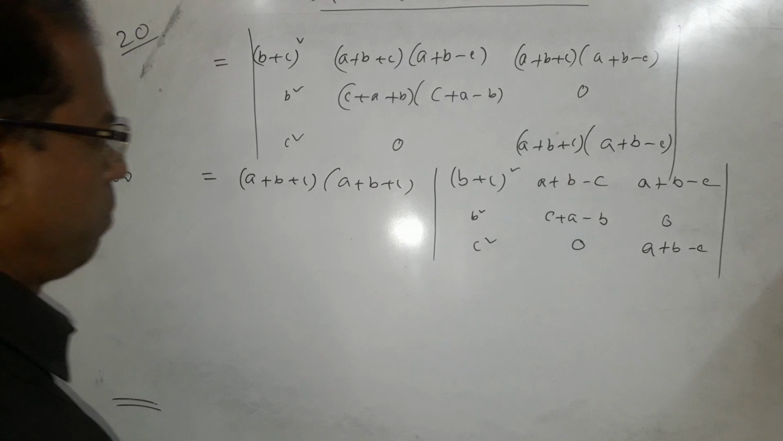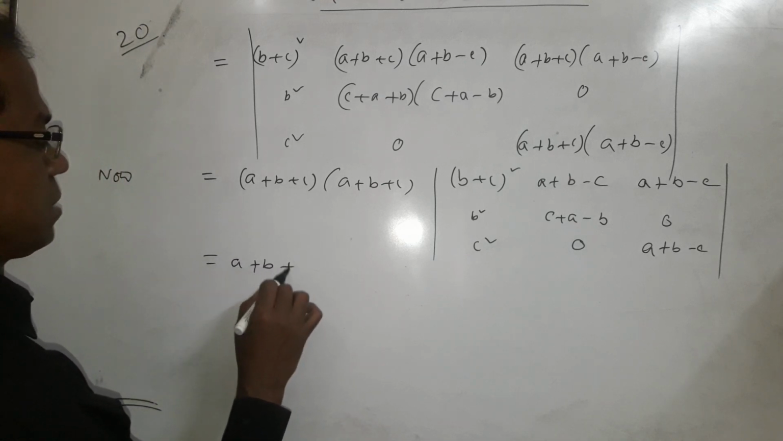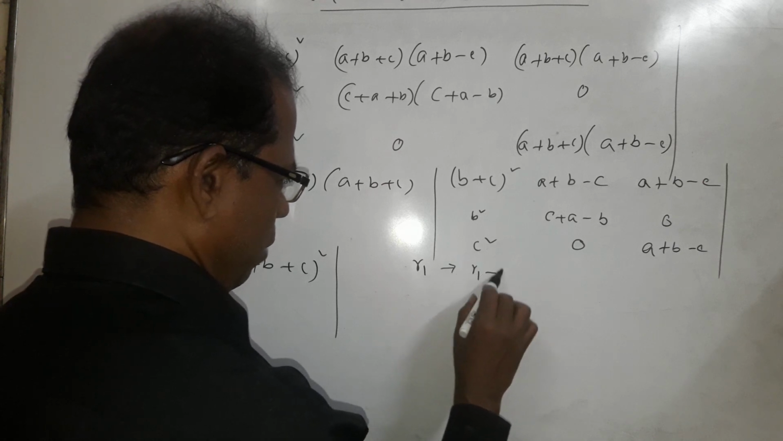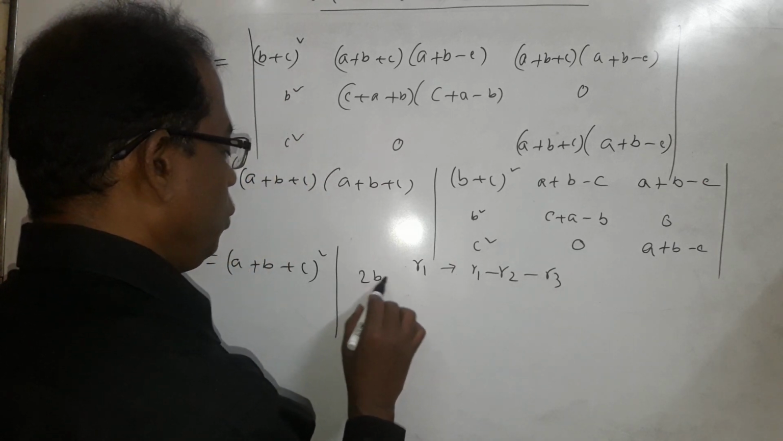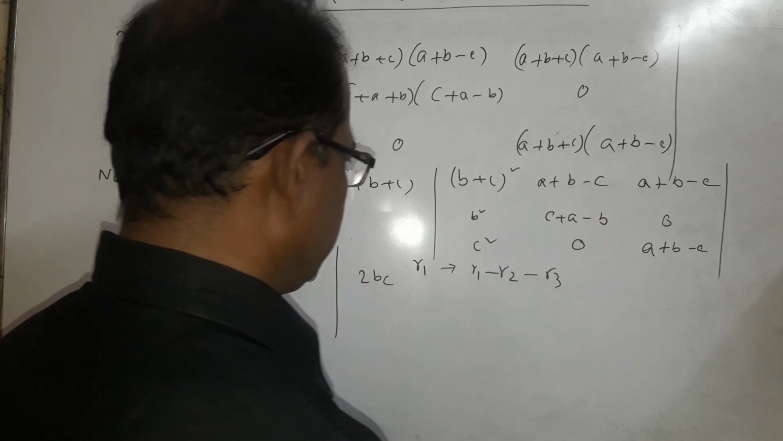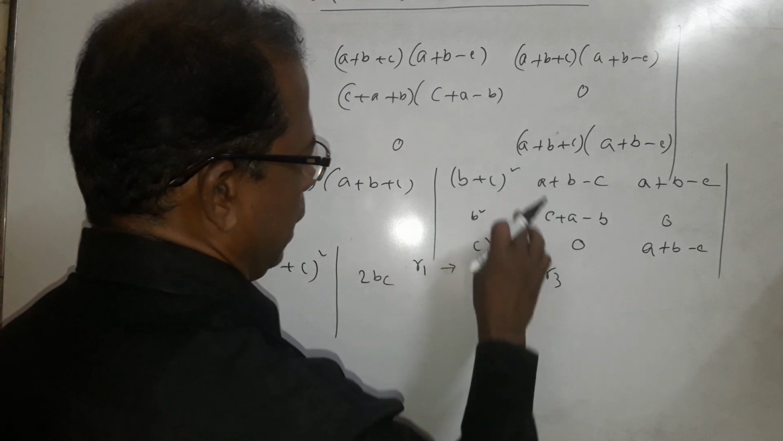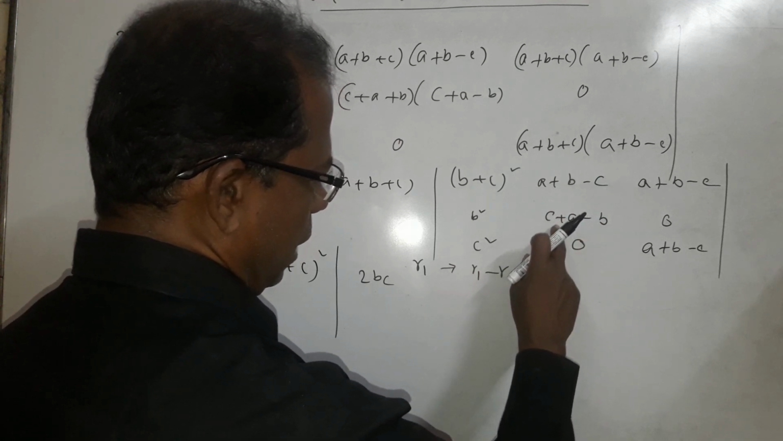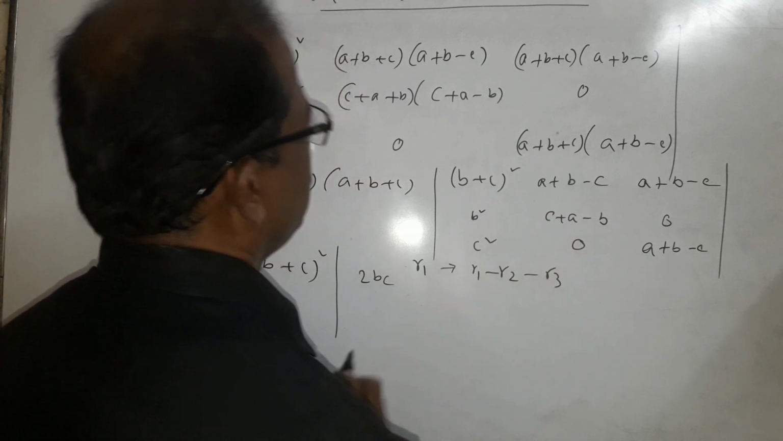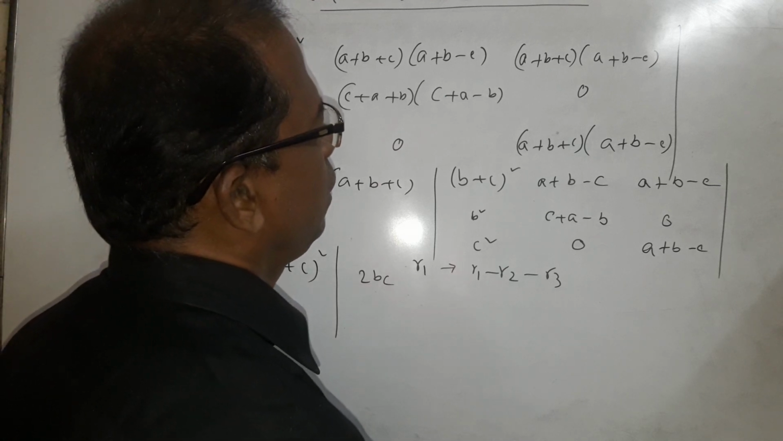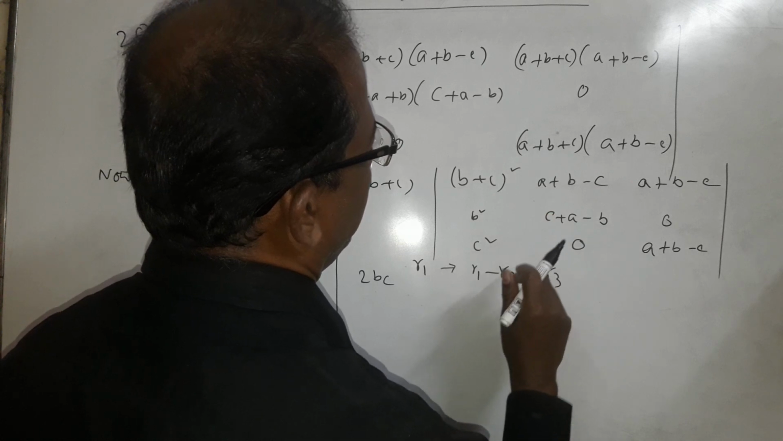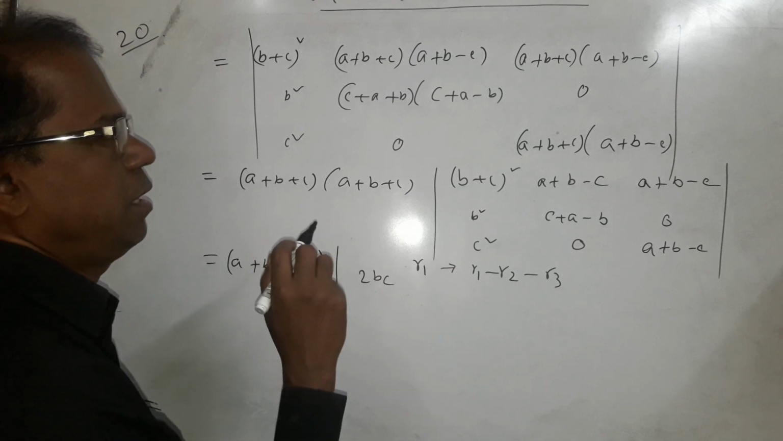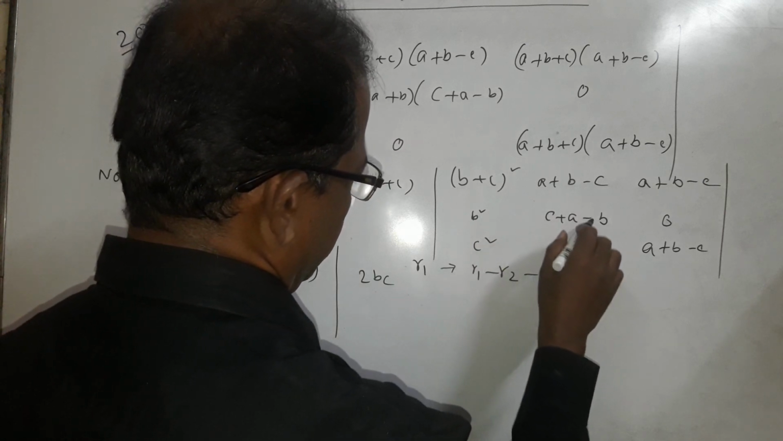So then advance in mathematics. So a plus b plus c whole square and r1 goes to r1 minus r2 minus r3, so 2bc, and that's the minus 2c and minus 2c. So a plus b, c plus a whole square minus b square. Then c plus a minus plus 2b minus c.